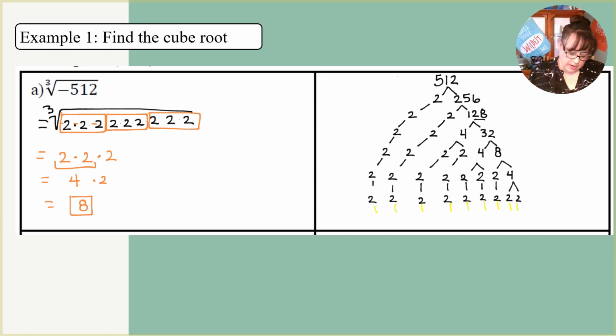So these were all negative 2's. And then this is a negative 2 times a negative 2 times a negative 2. We'll put them in parentheses this time. So negative 2 times negative 2 is positive 4. And then this is a negative 2. So this is a negative 8.